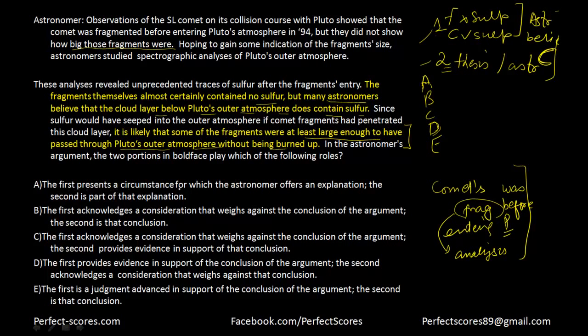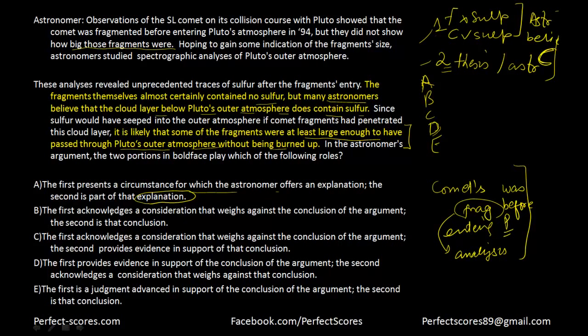The first presents a circumstance for which the astronomer offers an explanation. The second is part of an explanation. Now this word here, we are not giving any explanation, and that is why A is incorrect. Usually in these kinds of questions, one word is enough to render the entire option wrong.